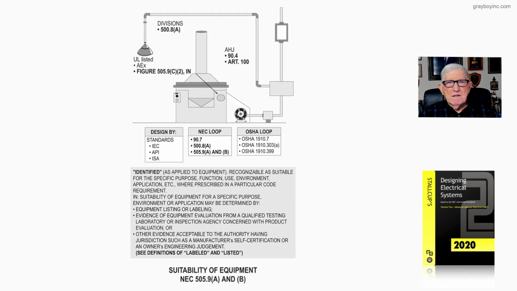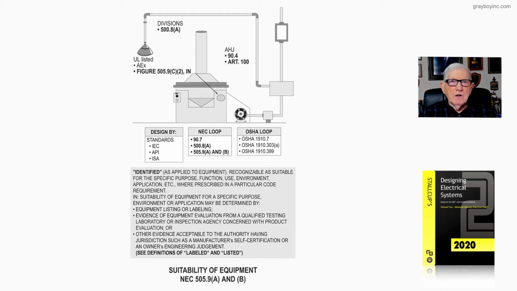Pretty well throughout Texas, for example, it's either listed and labeled equipment by 110.3B, or if it comes in as custom-made equipment, as you see in the OSHA loop there, 1910.399, acceptance of equipment, then an NRTL has to be put on it. There's very few that will have an electrical board review it like the city of Fort Worth used to do if it was custom-made, or owner's engineering judgment.